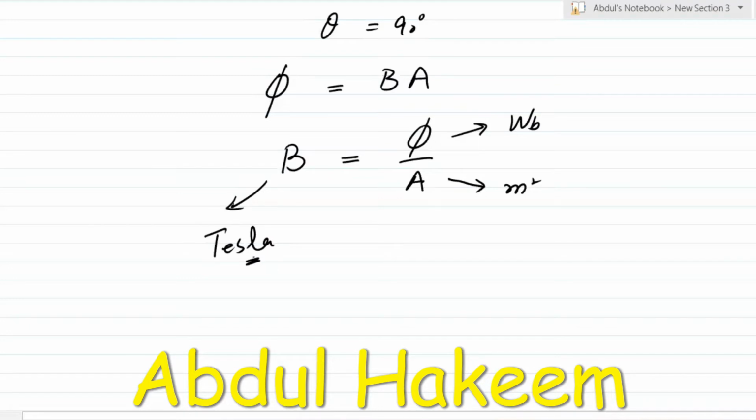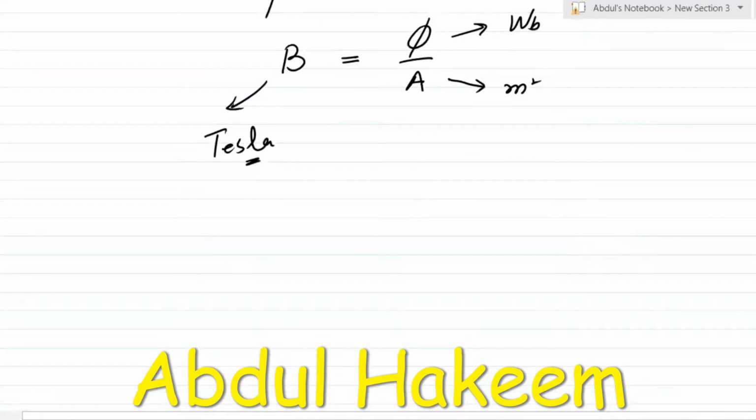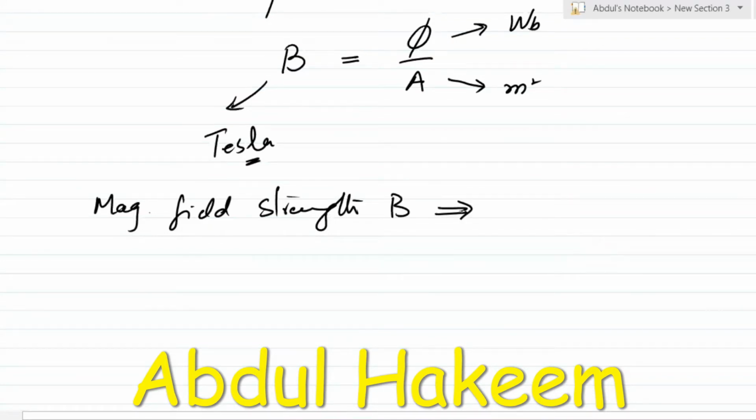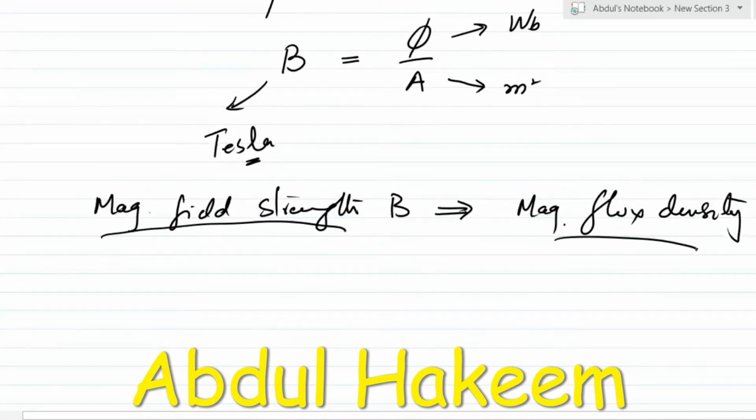And due to this formula, this B, which is actually magnetic field strength, represented by B, is also known as magnetic flux density, because it is equal to flux divided by area. So the magnetic field strength is also called magnetic flux density. So there is no difference between magnetic field strength B and the magnetic flux density.